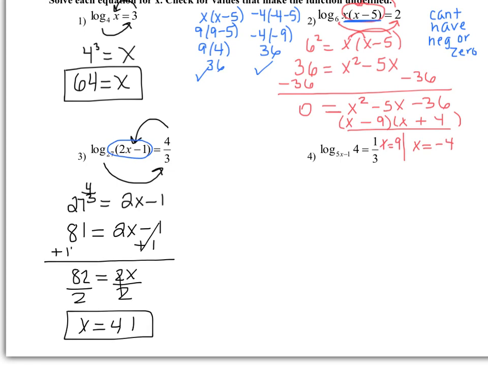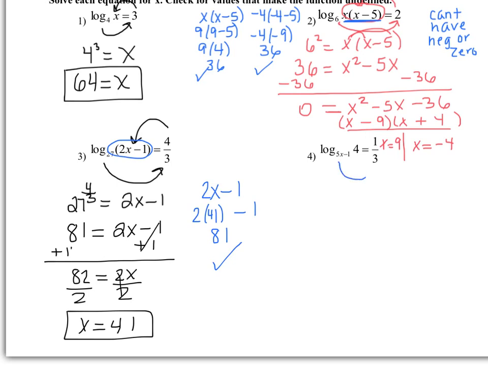Okay, so we're going to plug in to 2x minus 1. For x, we're going to put in 41. So we're going to do 2 times 41 minus 1. You put that into your calculator and you should get 81. So that's a positive number, so I don't have to reject anything. That works nicely. Okay, why don't you pause the video and see if you could try number 4. Hit resume when you're done.